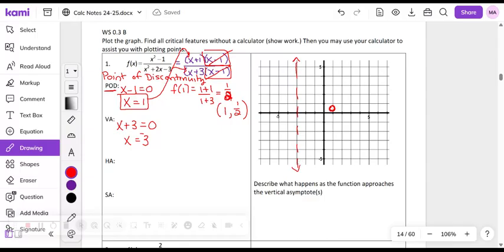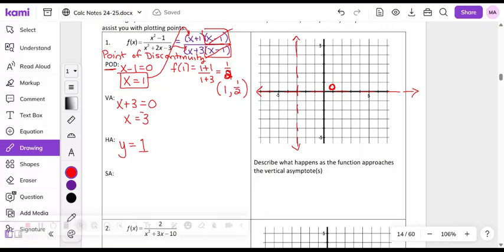Now let's take a look for our horizontal asymptote. We're looking for our function. Are we going to have a horizontal asymptote? We have x squared over x squared. What were the rules we just learned? If the degree of the numerator is equal to the degree of the denominator, the horizontal asymptote will be at the ratio of the lead coefficients. So we have a horizontal asymptote at y equals 1. So here is our horizontal asymptote.